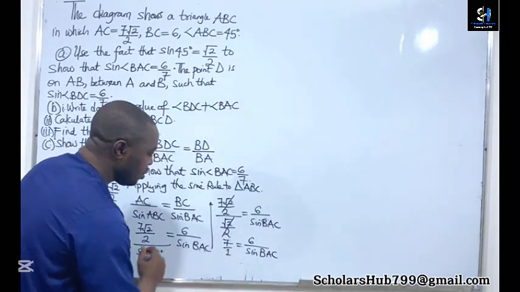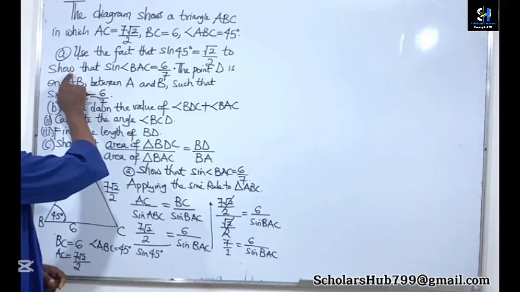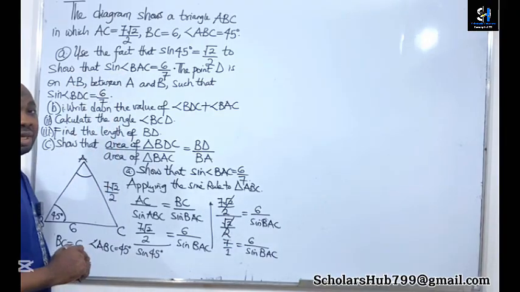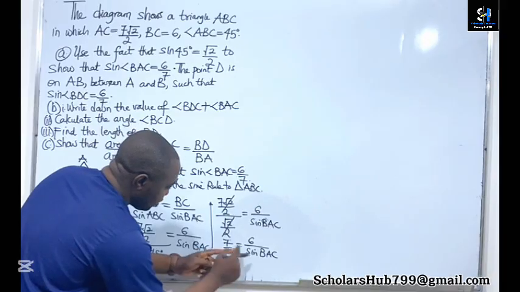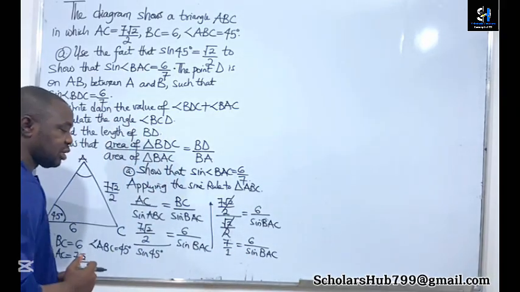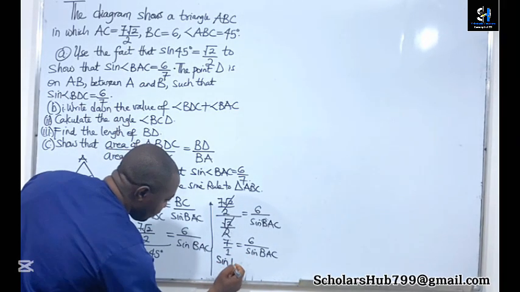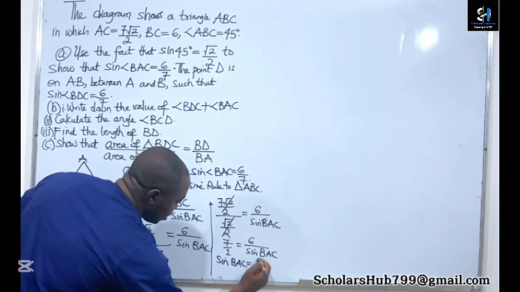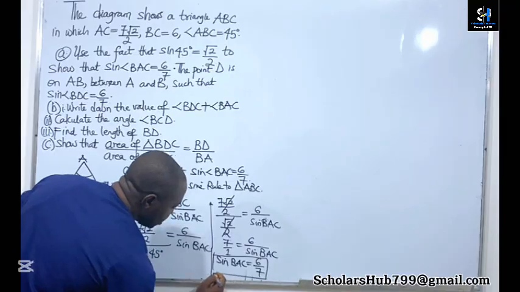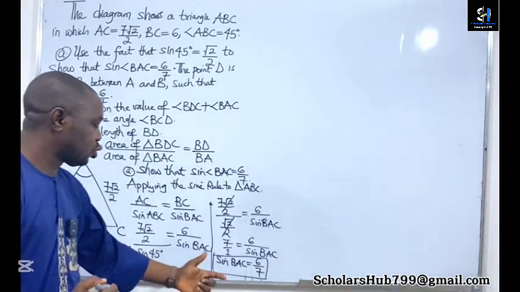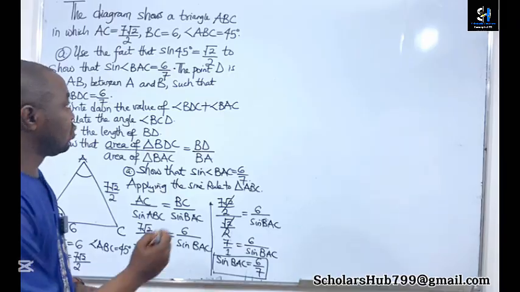If we make sine of angle BAC the subject of the formula, because we are asked to show that sine of angle BAC is 6 over 7, it's just for me to switch the positions of 7 and sine of angle BAC. So sine of angle BAC equals 6 over 7. And we have just shown that sine of angle BAC equals 6 over 7.